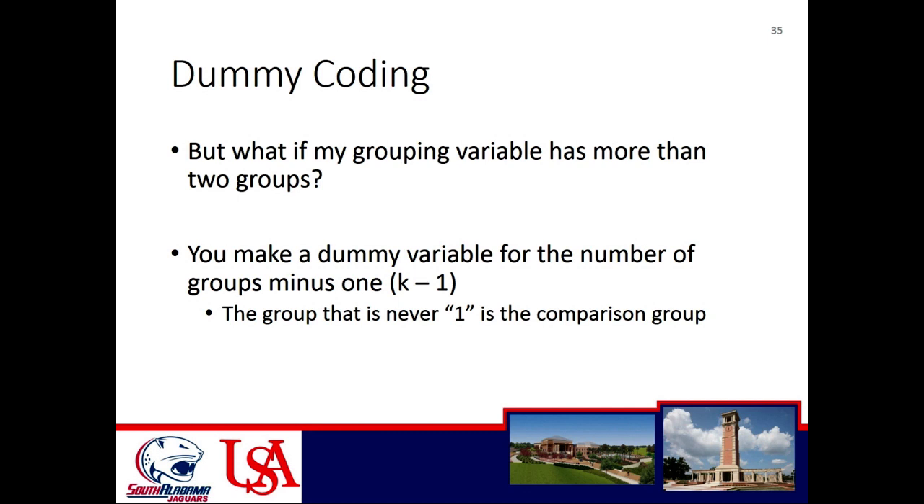The result of your first dummy variable will be the difference between your comparison group and alternative A. Dummy variable 2 would be the difference between your comparison group again and alternative B, and so on. Whichever group is always 0, never 1, is your comparison group, and all your results will be relative to it. That might be a little confusing at first, so we'll talk about an example.